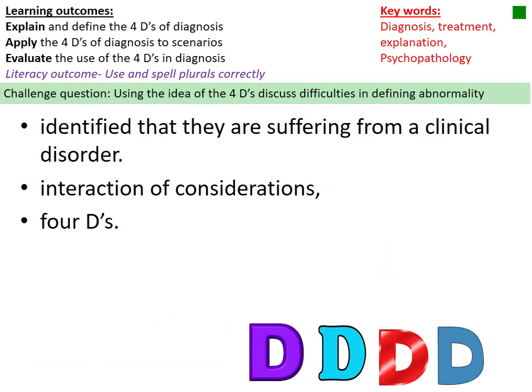So we also look at how abnormal behaviour is defined and actually what classifies something as a mental disorder. Before diagnosing an individual with a clinical disorder, it first needs to be identified that they're suffering from a clinical disorder. Judgments about abnormality are not based on one set criteria. Instead, judgments are influenced by the interaction of considerations. The main method of identification that's actually used by clinical psychologists is the 4 Ds of diagnosis.